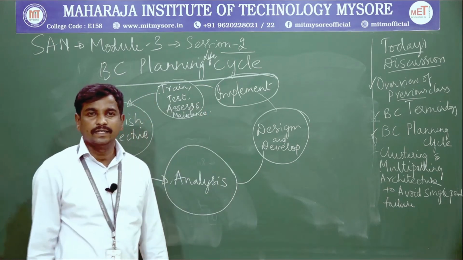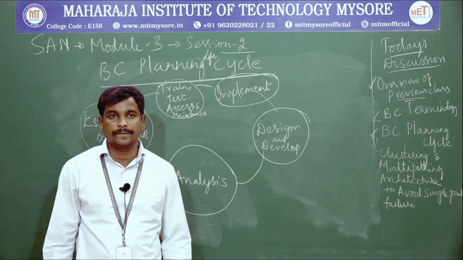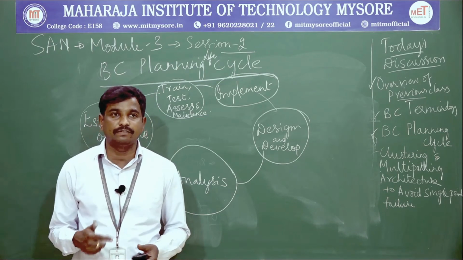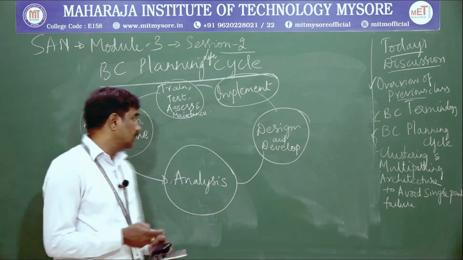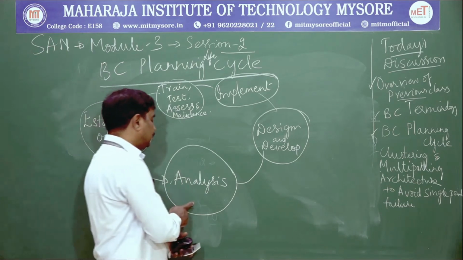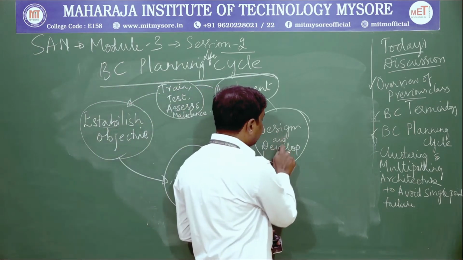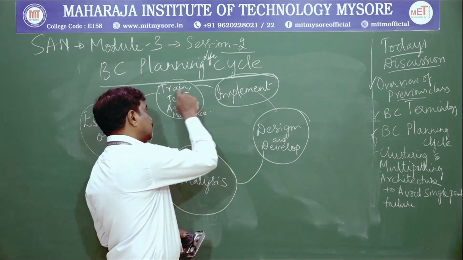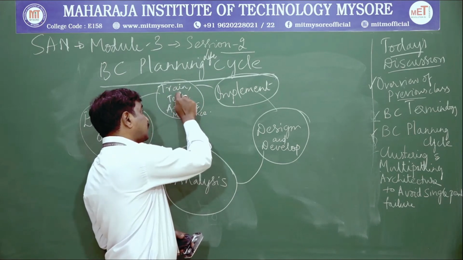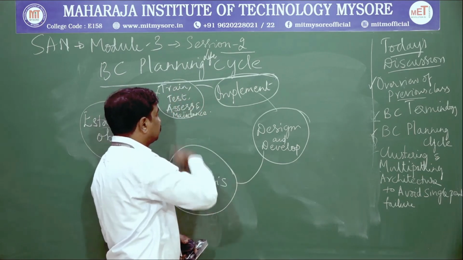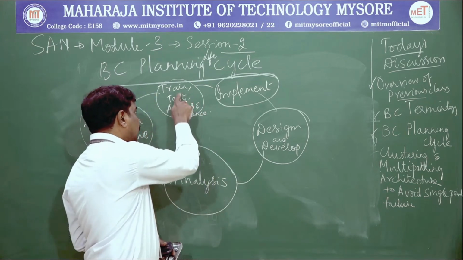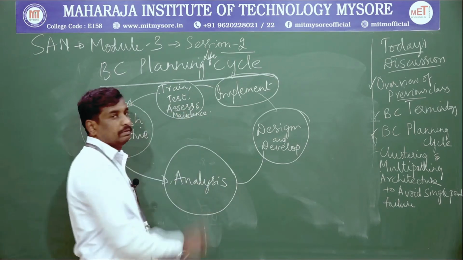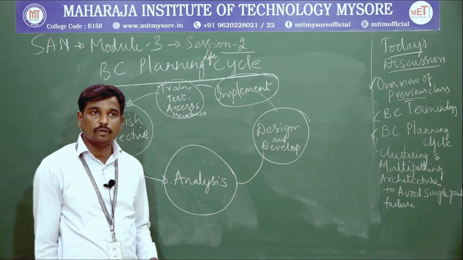Let us understand each concept clearly. When the business continuity planning life cycle is done, we need to establish objectives, analyze them, design and develop, and then perform an implementation. That implementation needs an operation called training, that means learning whether the things we have done are proper or not. After training, it needs to be tested to see whether it is working fine, and then it is assessed and maintained like that. Some steps need to be followed.